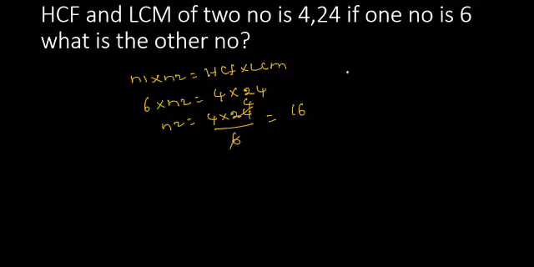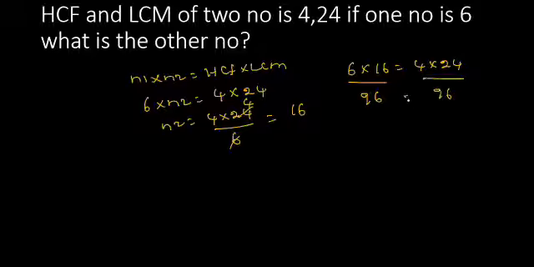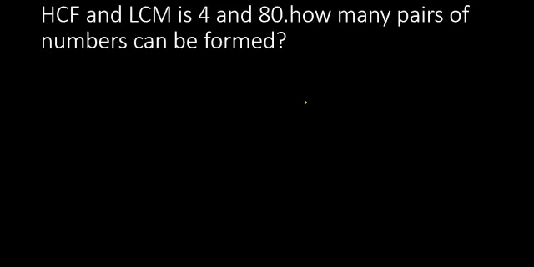So, now you can cross verify this. N1 is 6, N2 is 16, and N1 into N2 should equal 4 into 24. So, 6 into 16 is 96. 4 into 24 is 96. 96 equals 96. So, the answer is correct. So, the N2 value is 16. Hope you are able to understand and follow this.